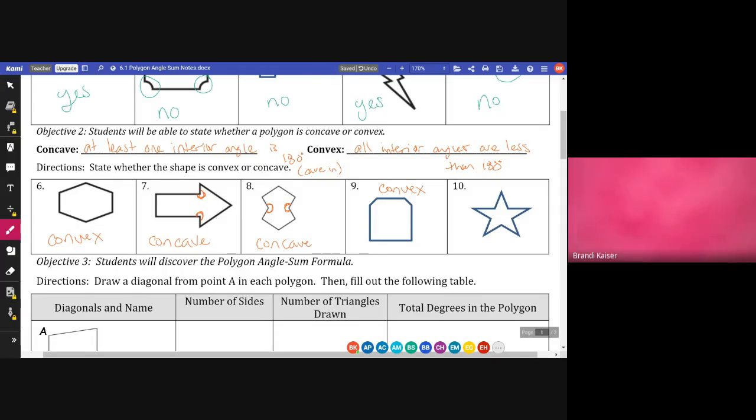And lastly, number 10. A star has multiple angles here. There are 5 total angles, or 5 points that point to the inside of the shape, so this is a concave shape. Hopefully those examples help with the difference in those two terms, but if you need more or you have any questions, please let me know.